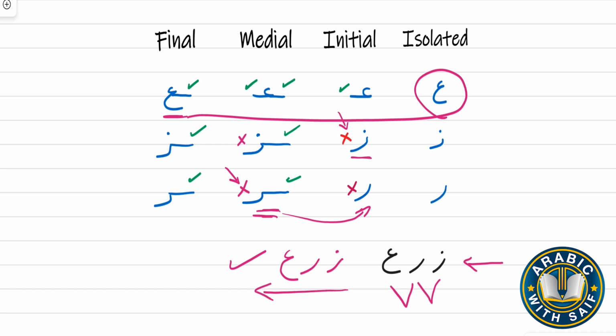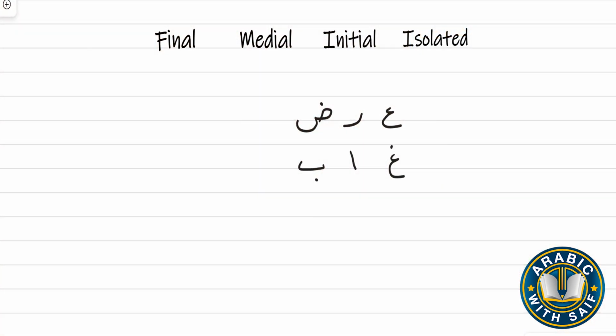Zara'a means planting. Okay, now I will show you some isolated letters and you try to form two words. And if you have any question, please write it in the comments. I'm always ready to answer. Ain, Ra, Dad. Try to connect these letters to form a word. Ghain, Alif, Ba. Try to connect these letters to form one more word.